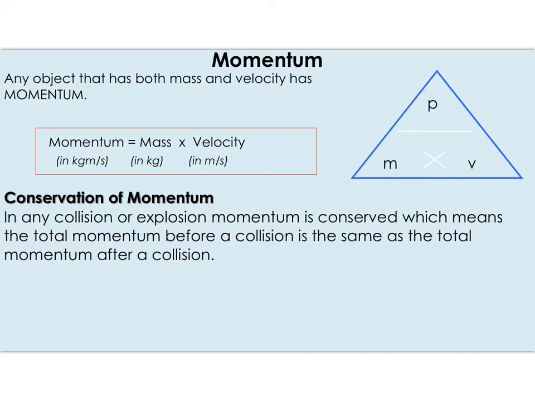So it could be that you're given an example such as a collision, you need to work out a total momentum before by finding the momentum of each of the individual objects involved in that collision, and then you'll be able to work out the total momentum afterwards because it's the same as the total momentum before.